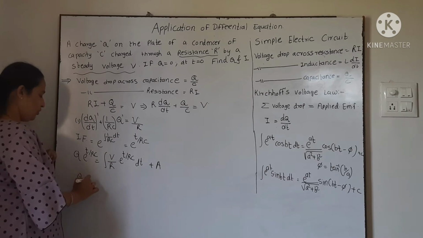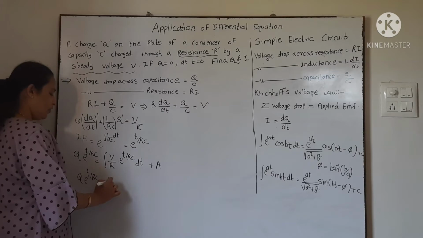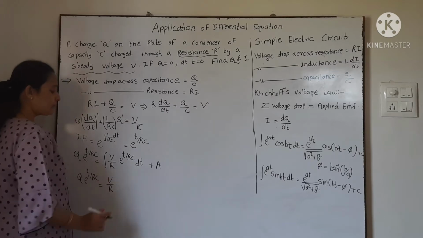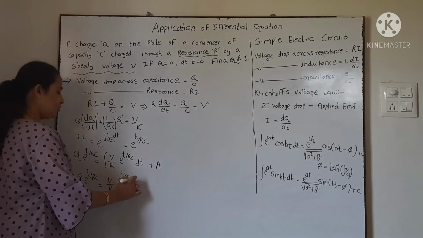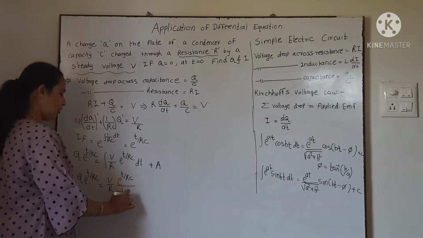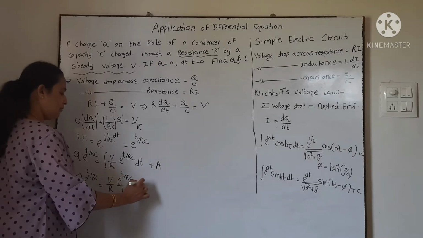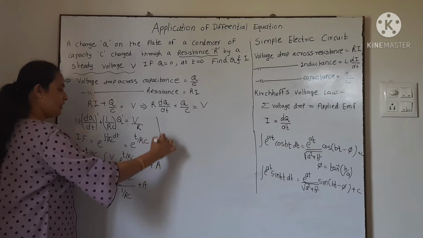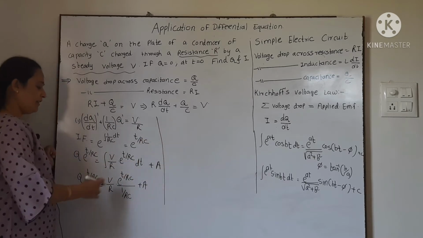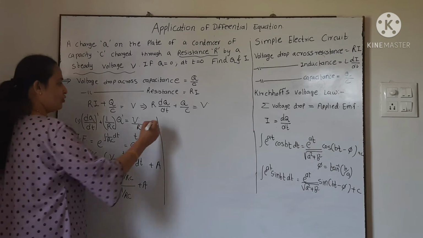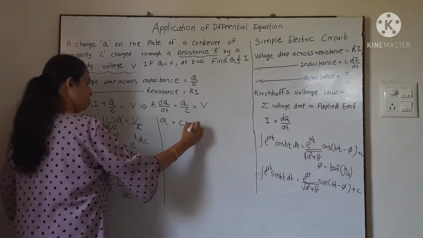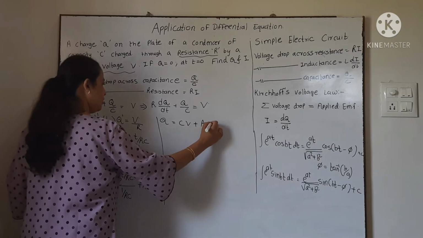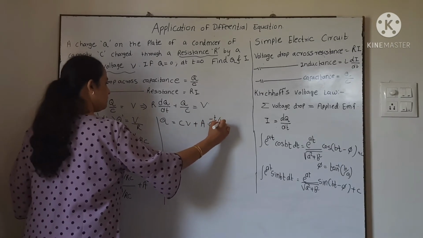You will get Q e raised to t by RC equal to V upon R, which is constant. The integral of e raised to t by RC is e raised to t by RC upon 1 upon RC, plus constant of integration A. So if I divide throughout by e raised to t by RC, you will get Q equal to CV plus A into e raised to minus t by RC.